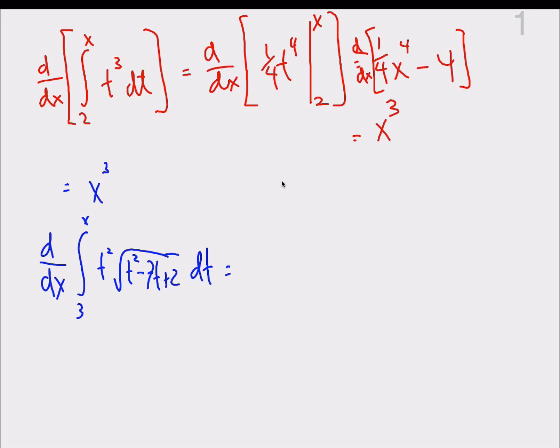Mr. H, on the test or a quiz, is it okay if we just substitute? Yeah, that's what you're supposed to do. Alright, what's that equal to? x squared, square root of x squared minus 7x plus 2. Done. That's all the work you need to show. That's all you gotta do. It's a miracle.